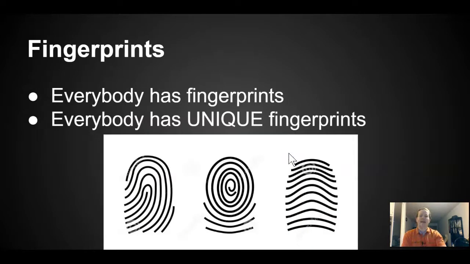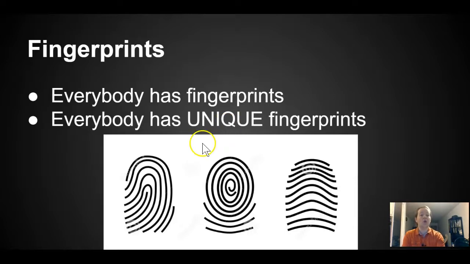Okay. Now, here's what's important. Everybody, if you have fingers, you have fingerprints. Fingerprints are the little patterns. Here's what's important. Everybody has unique, different fingerprints. My fingerprints are different than your fingerprints.